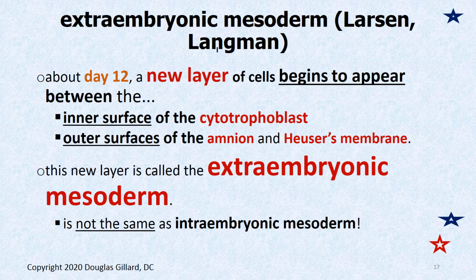So about day 12, another layer begins to appear. This is an important one, and this is called the extraembryonic mesoderm. This is very, very important, but be careful because this is not one of the germ layers. There's an intraembryonic mesoderm. Or if you just hear the word mesoderm, you assume they're talking about intraembryonic mesoderm, and we'll come to that. So this is extraembryonic mesoderm. Where does it form? It forms between the cytotrophoblast layer, Heuser's membrane, and the amnion. Remember we formed an amnion?